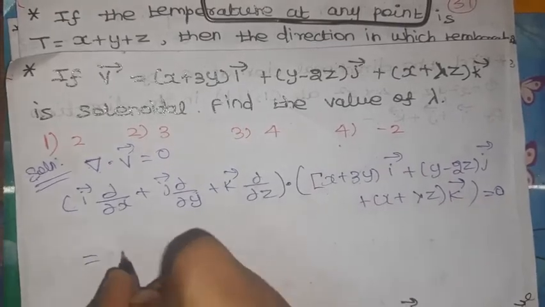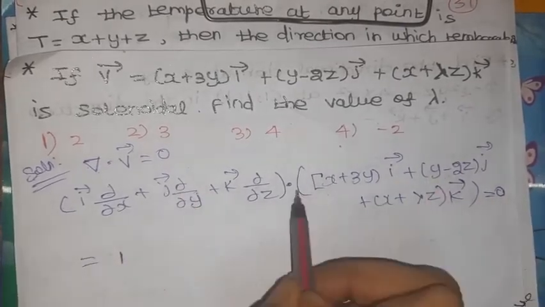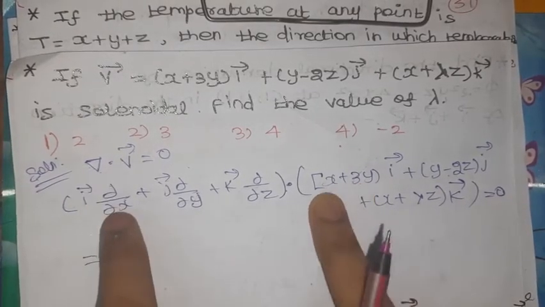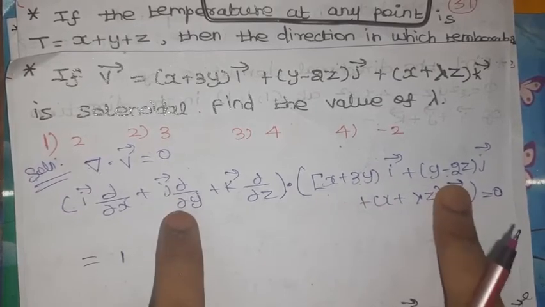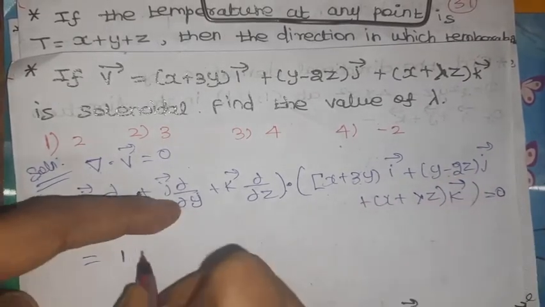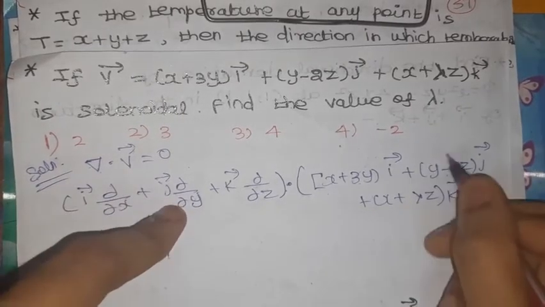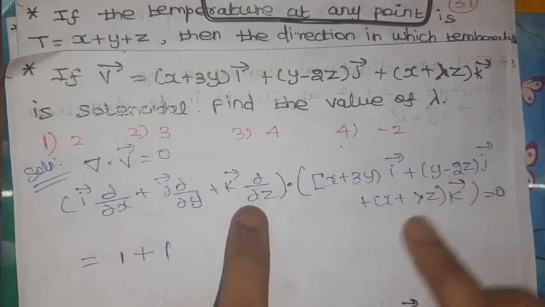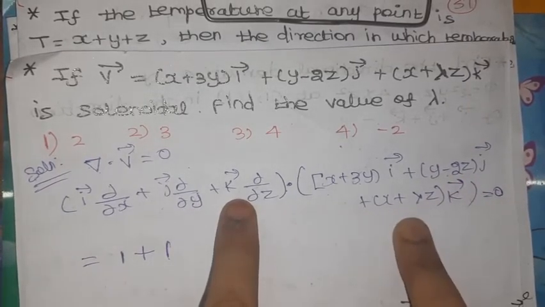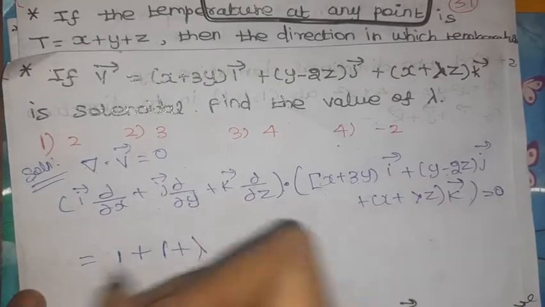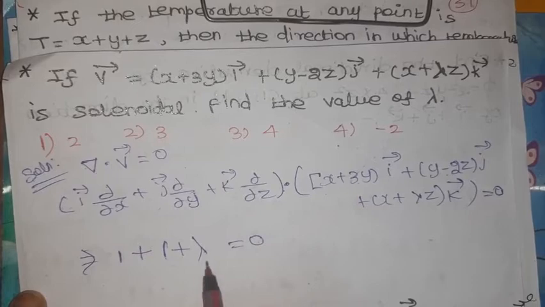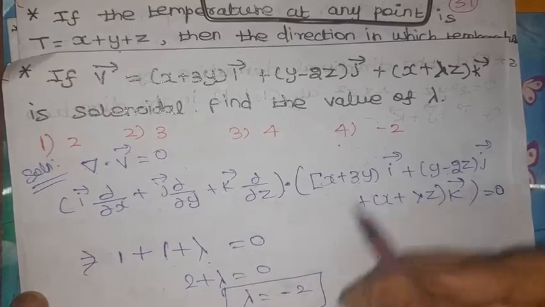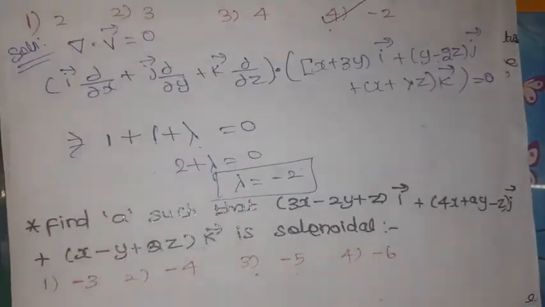Then, since it is a dot product, we take i into i only, dou by dou x of this term. Then j into j, dou by dou y of y minus 2z, again we get 1. The minus 2z is getting cancelled. So k into dou by dou z of this, we get plus lambda, equal to 0. So 1 plus 1 plus lambda equals 0. What is lambda? Lambda equals minus 2. Obviously the lambda value equals minus 2.